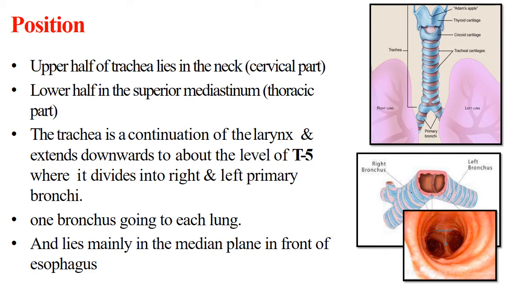Now the location. It is a continuation of the larynx and extends downwards to about the level of T5, where it divides into two parts, that is the right and left primary bronchi. One bronchus goes to each lung, and the trachea lies mainly in the median plane in front of the esophagus.